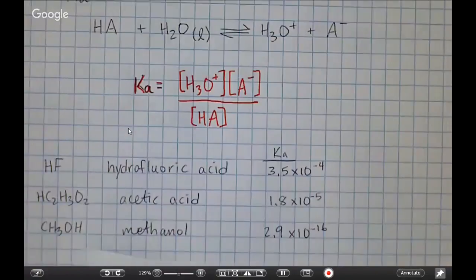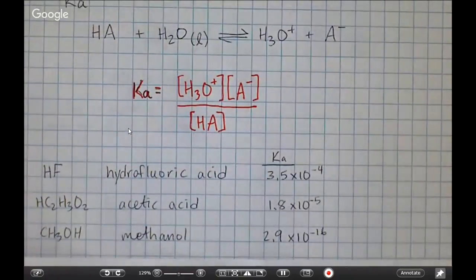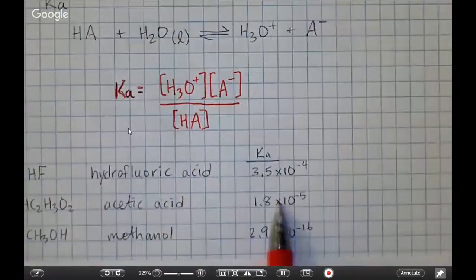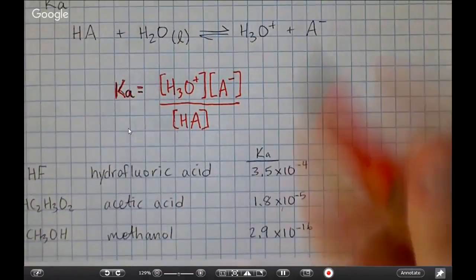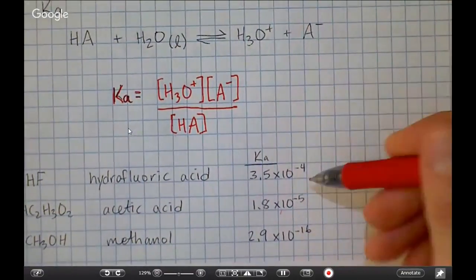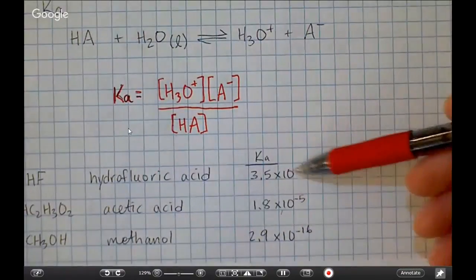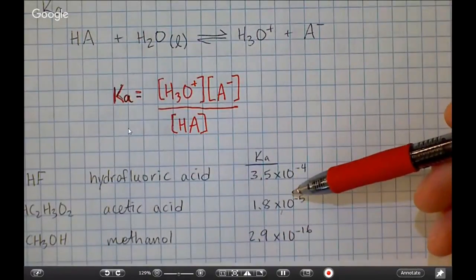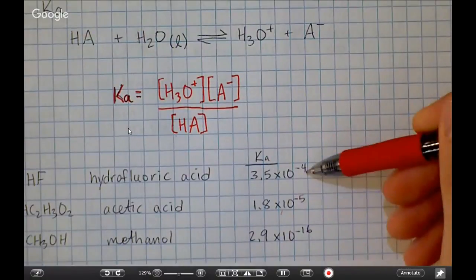So I want to show you some examples here. On the screen you have HF, which is hydrofluoric acid. It's been determined that it's a weak acid. Its Ka is 3.5 times 10 to the minus 4. Acetic acid has a Ka of 1.8 times 10 to the minus 5. So what we can see already is that HF is a stronger acid than acetic acid. Does that make sense? Because the Ka up here is greater.